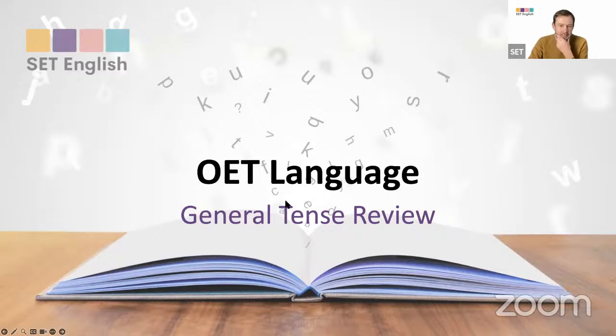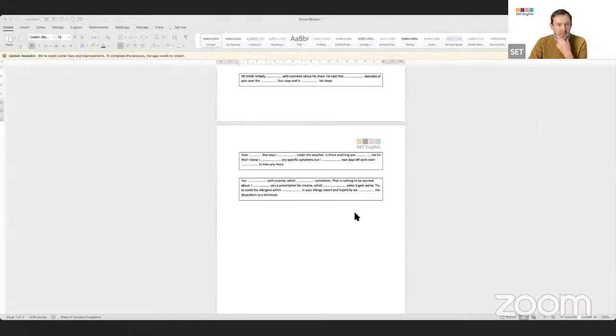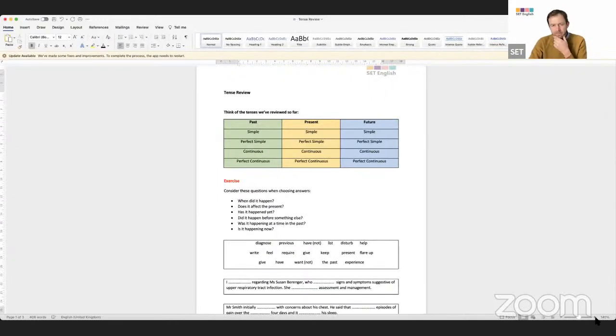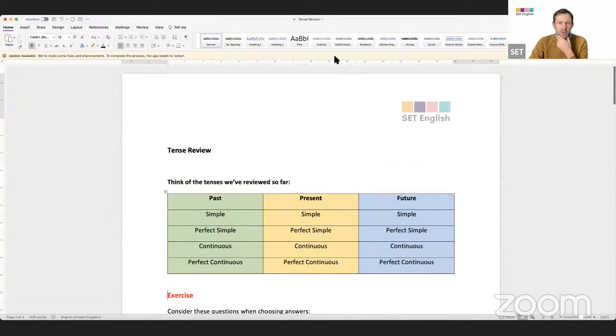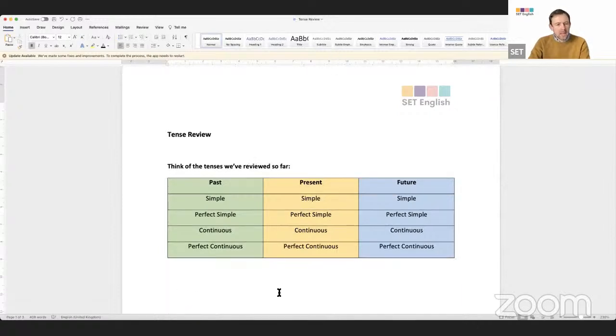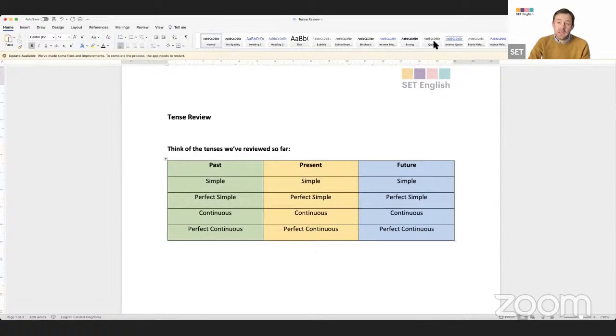So let me open, first of all, I think it's this document. Let me scroll down. Yeah, it's this document. Let me just zoom in a little bit. Now, we have looked at all of these. I know the future we only looked at very quickly yesterday. It's not a massively important part of OET. To be honest, we're probably only going to be using future simple in OET writing, but we might see the perfect in OET reading as well. So it is useful to be aware of it.